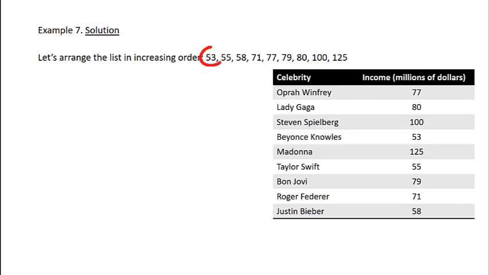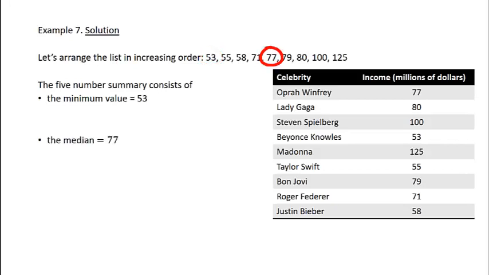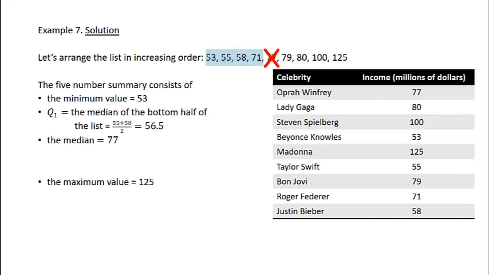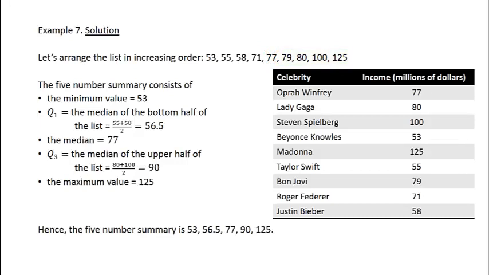The 5-number summary consists of the minimum value, 53, the median, of which we have a true middle at 77, the maximum value of 125. Now, keep in mind, when we go to compute the median of the lower half and upper half, we will exclude that true median of 77 from both lists. So, Q1, the median of the bottom half of the list, will be 56.5, and Q3, the median of the upper half of the list, will be 90. So the 5-number summary is 53, 56.5, 77, 90, and 125.